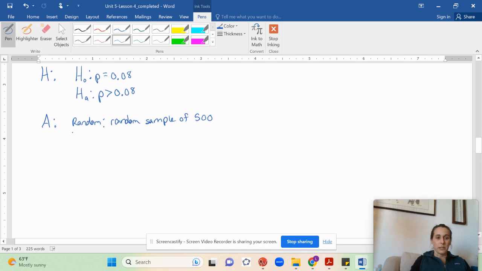To check the 10% condition, we can take the sample size times 10. The sample size is 500 times 10, which is 5,000. I think we can assume that a large truckload of potatoes has at least 5,000 potatoes. That's a pretty reasonable assumption, but we don't know that for sure. So we're just going to assume that there are 5,000 potatoes in the shipment.